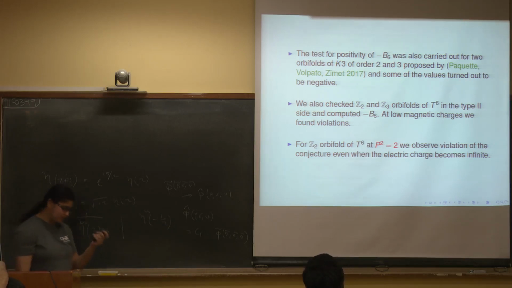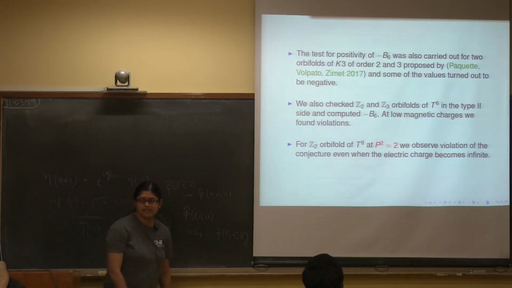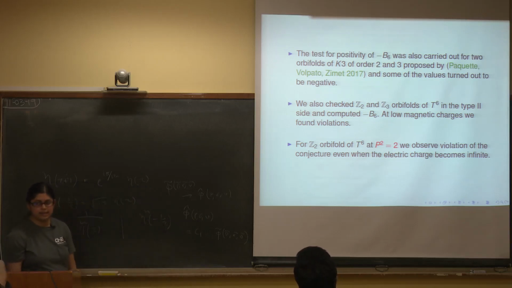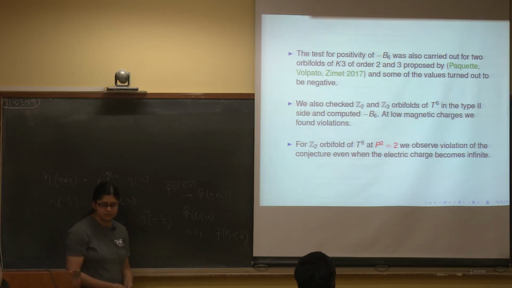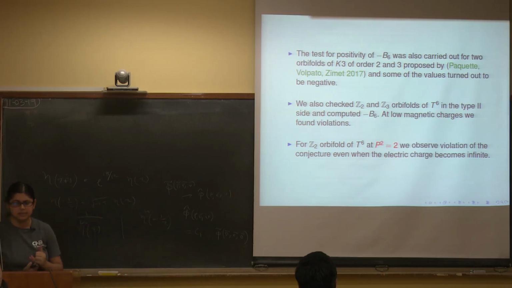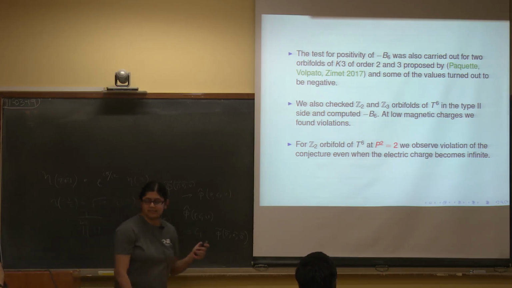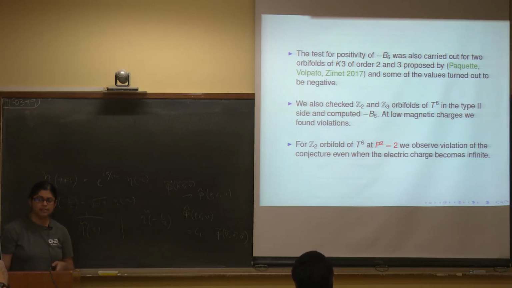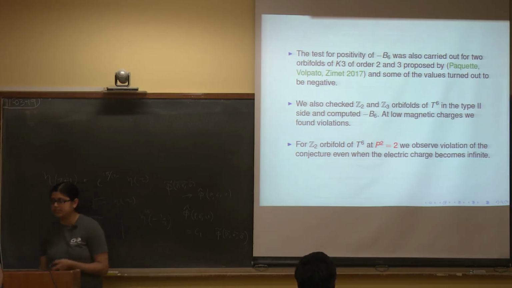And Paquette, Volpato and Zimet in 2017 proposed a few orbifolds of K3 which were of order 2 and 3, and at some of the low charges we found violations of that, but there was no geometric description of those models, and so we cannot always say whether that has a string theory description. But there is T6 on type 2, which has some Z2 and Z3 orbifolds, which were studied by Ashok, Dilip and Justin at some point, and there the minus B6 was computed, and there is a heterotic description of the theory also.